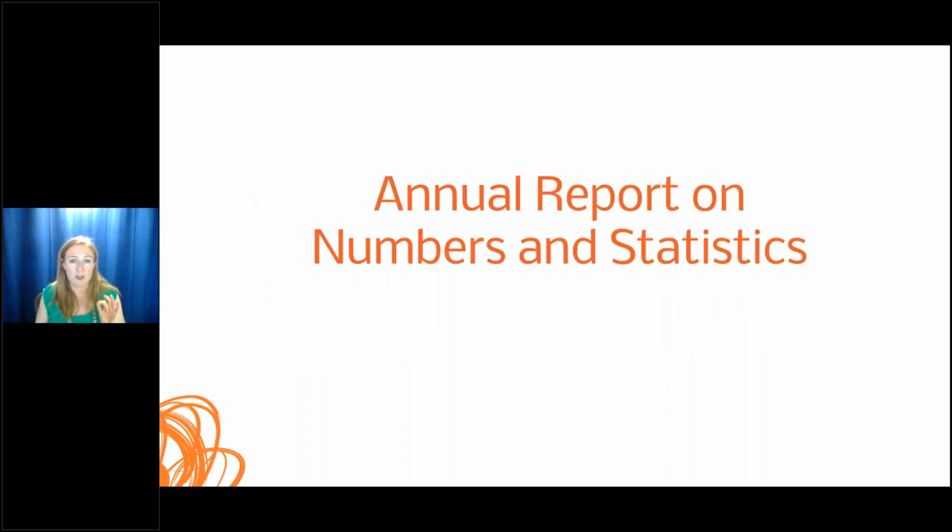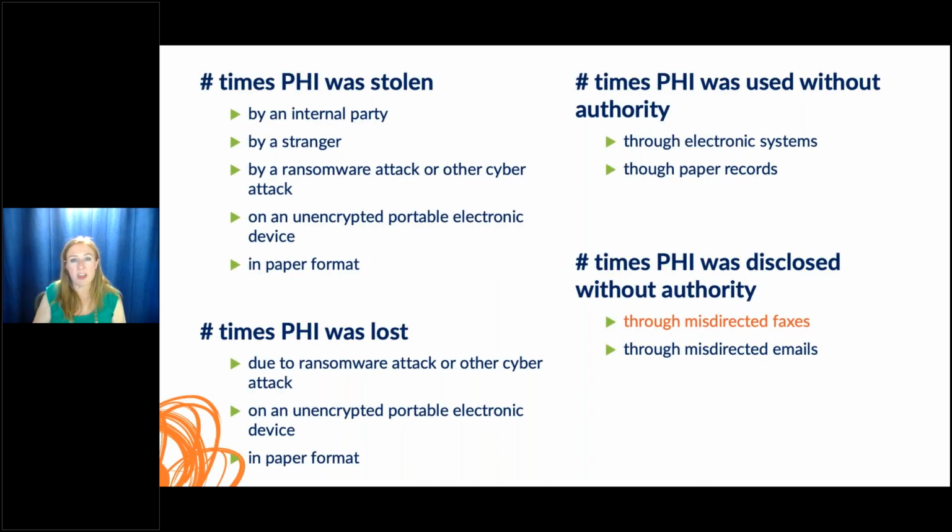The annual statistical report happens for a calendar year. So in March, usually February or March, you have to report the previous year's information. So for 2020, that data just went in March. There are 4 things that have to be reported to the Commissioner in an annual statistical report. The number of times personal health information was stolen, the number of times personal health information was lost, the number of times personal health information was used without authority, remember that's within the team, or the number of times personal health information was disclosed outside of the team without authority.